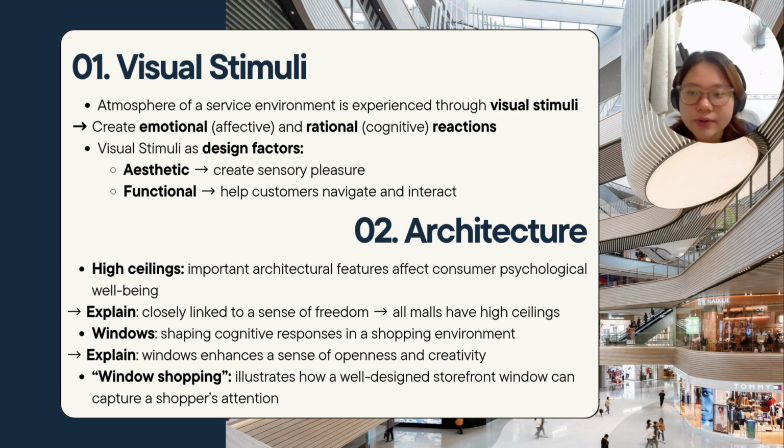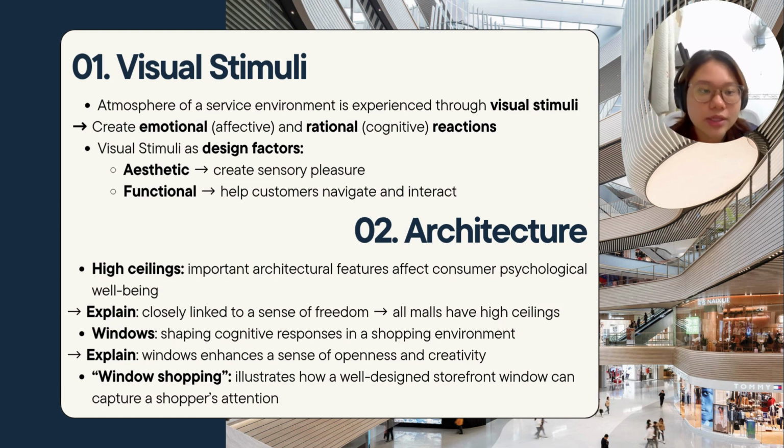Now we will discuss visual stimuli as design factors. It can be aesthetics, like the style, the shape, and the color that will create sensory pleasure for the customer. And the next one is the functional. The visual stimuli can be functional factors like signage and layout that will help the customer navigate and interact with the service environment itself. So in visual marketing, the company often uses visual symbols like ads, packaging, and logos to influence the customer's perceptions.